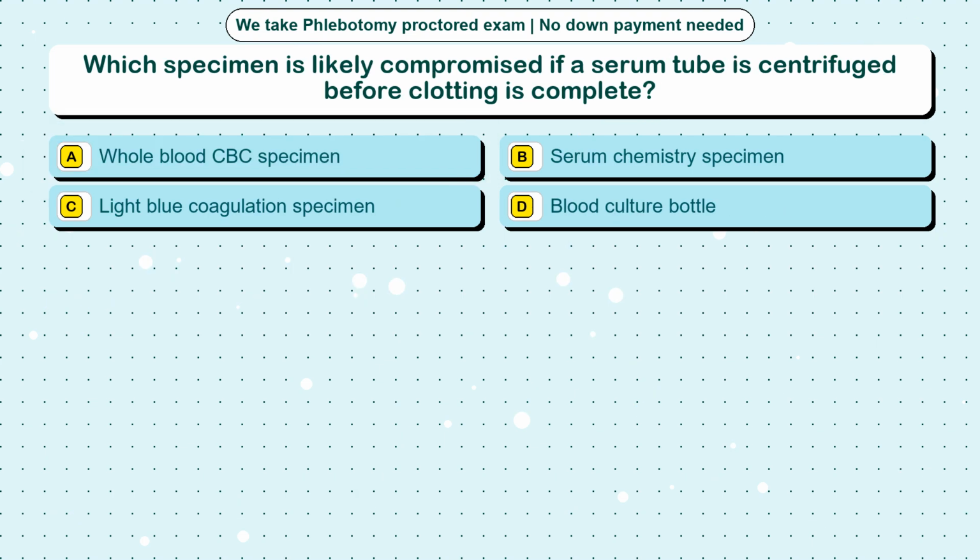Question 95. Which specimen is likely compromised if a serum tube is centrifuged before clotting is complete? Option A, whole blood CBC specimen. Option B, serum chemistry specimen. Option C, light blue coagulation specimen. Option D, a blood culture bottle.